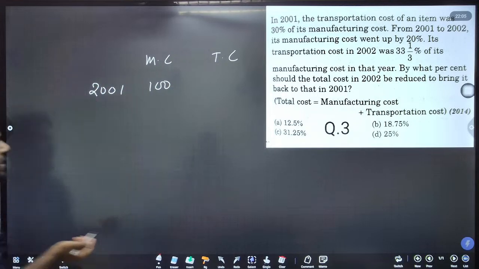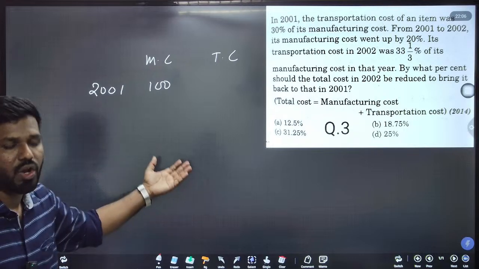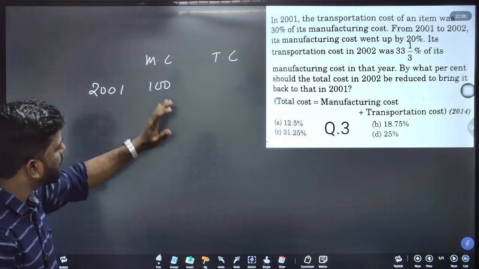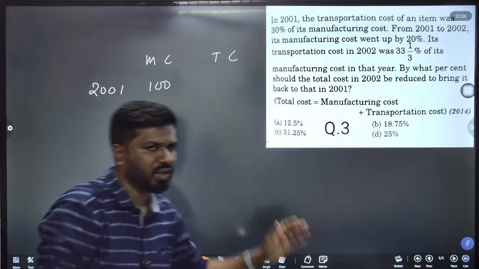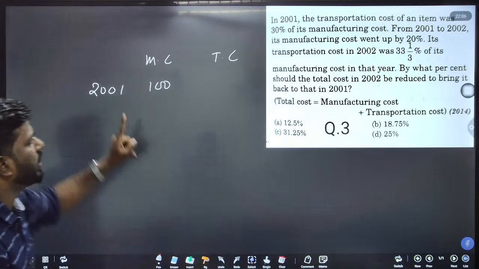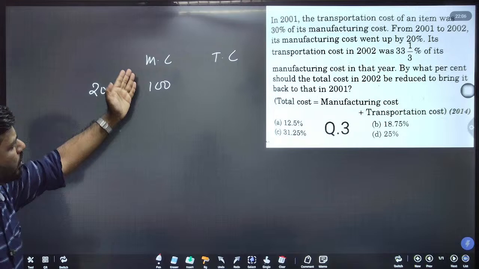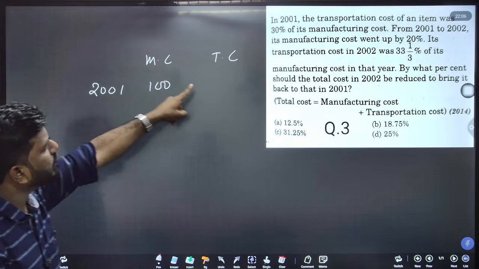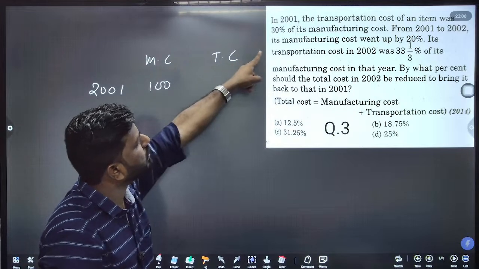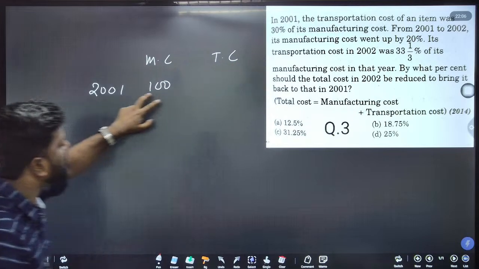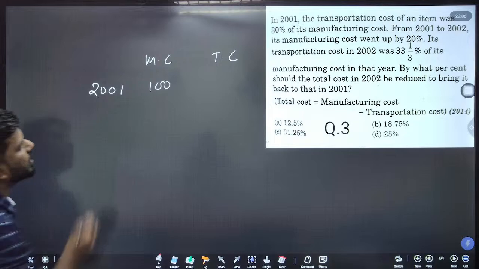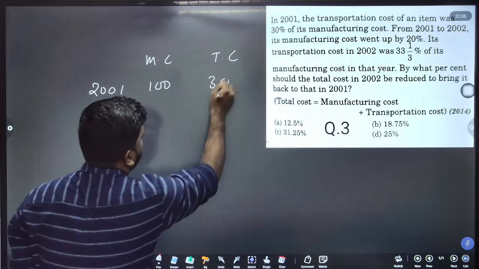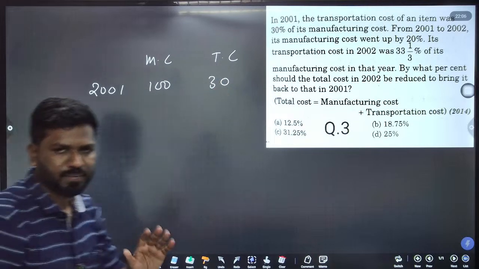We can assume anything. You can start with 10, 50 or X as well, but considering questions on the basis of 100 will be easier as compared to taking X. So I have assumed that your manufacturing cost is 100. Accordingly your transportation cost will be 30% of its manufacturing cost. So इसका 30% कितना होगा? यहाँ पे आ रहा है आपका 30. 30% of 100 is 30, right?